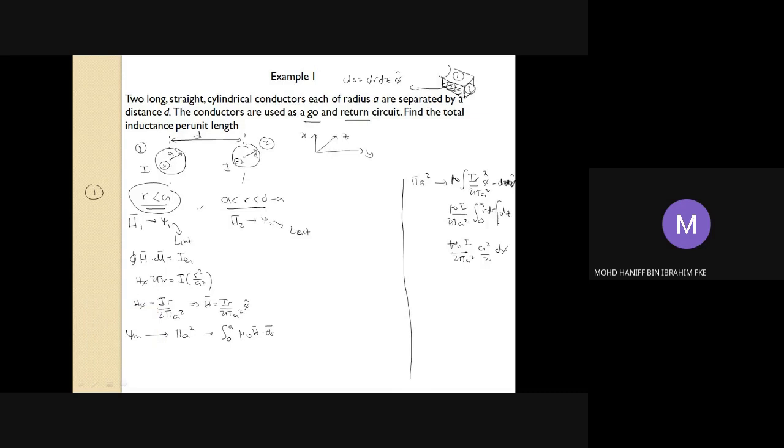Okay, the range of dz. Let's say we put the range of z as 0 to L. We just put L as the range. So for this we get L, and the A squared can be cancelled out. So you are going to have mu naught I over 4 pi times L.